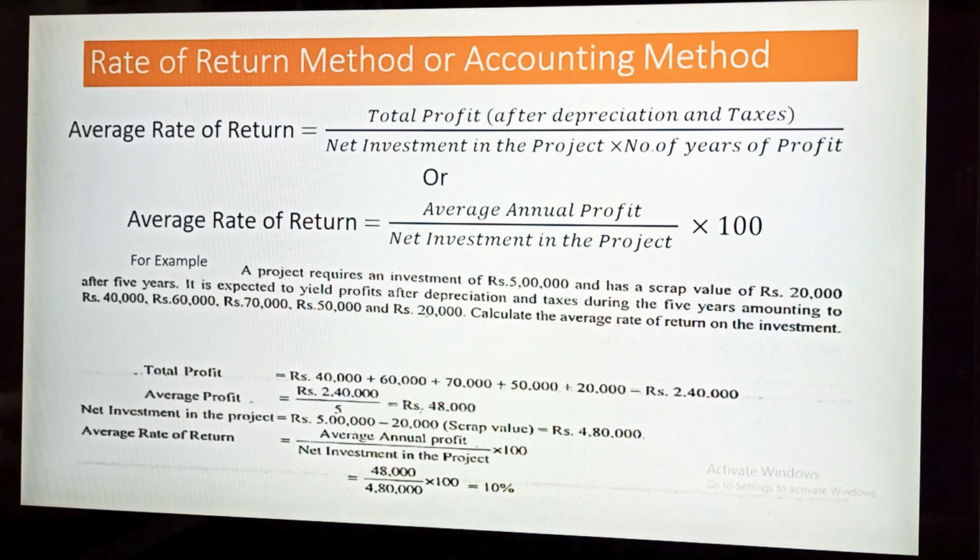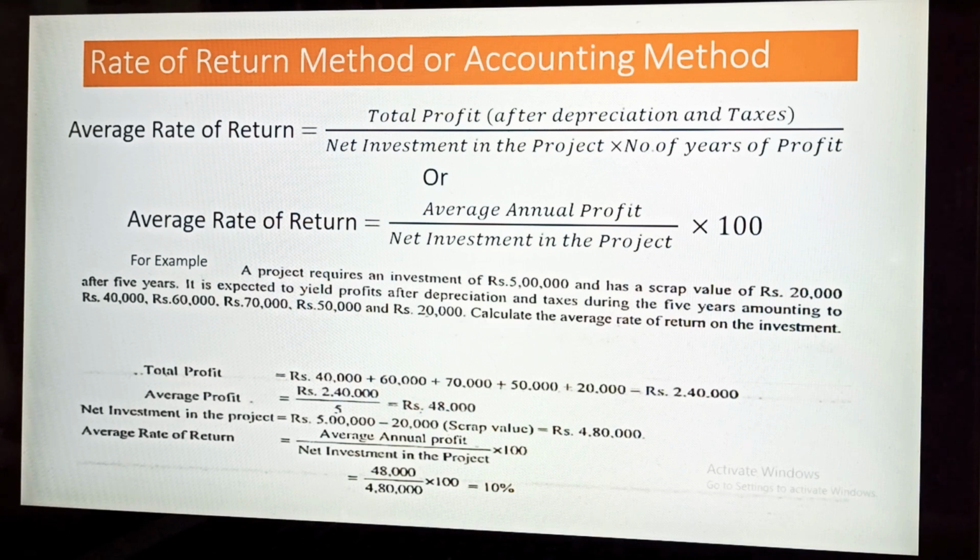But before going to this method, let me tell you about this method. Under this method, the profit after tax and depreciation is calculated, and then it is divided by the total capital outlay, as I have given you, the total investment in the project. In other words, you can say that it establishes the relationship between the average annual profit and the total investment.